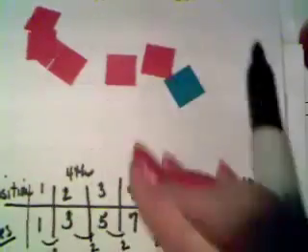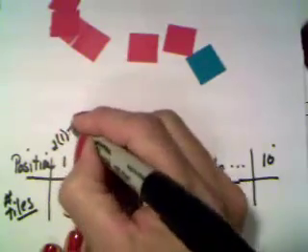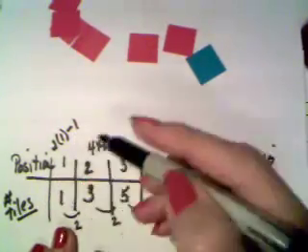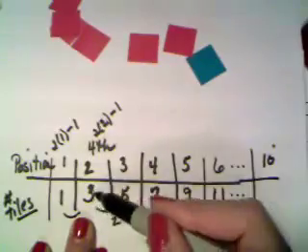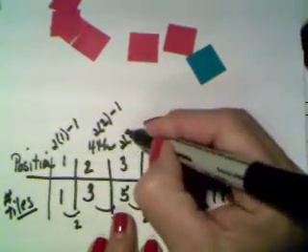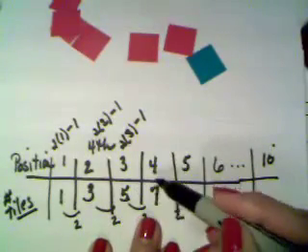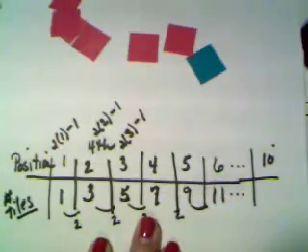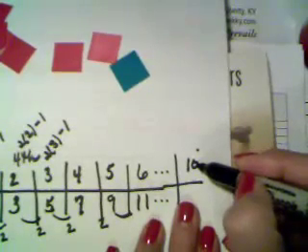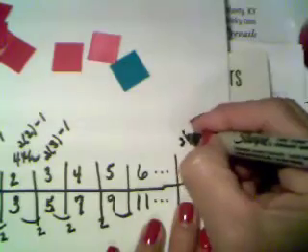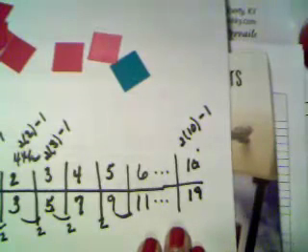So I see a pattern forming in that if I double the position and subtract 1, I get 1. If I double the position and subtract 1, I get 3. If I double the position and subtract 1, I get 5. So I see a pattern between the position and the tile, so that now if I ask how many tiles there would be in 10, I would double and subtract 1. So there would be 19.